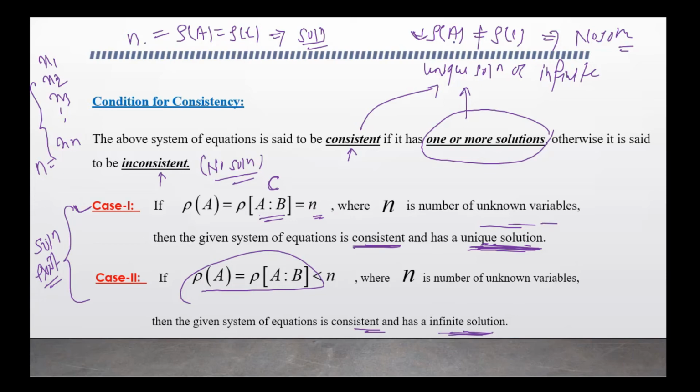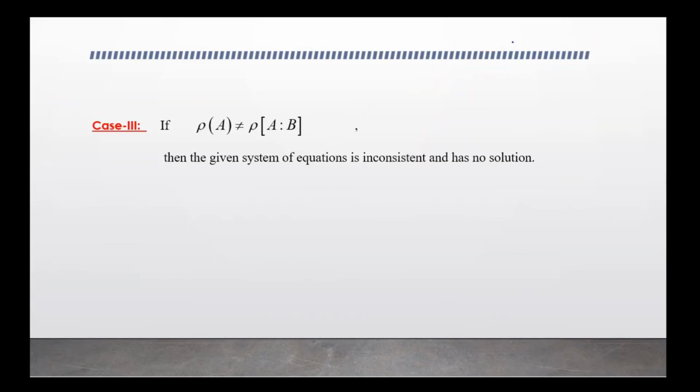And the third case is if the ranks are not equal, then the system is said to be inconsistent and it has no solution. If the system has a solution, then we have to find the solution, and if the system is inconsistent, then there is no need to obtain the solution. So by using this concept, we try to solve one problem, and from this we can clear all the concepts of solution of simultaneous equations by the matrix method.